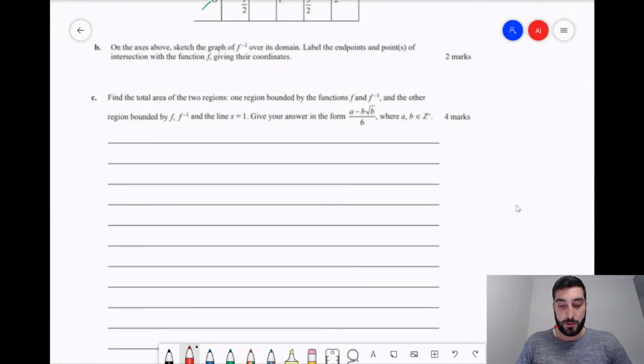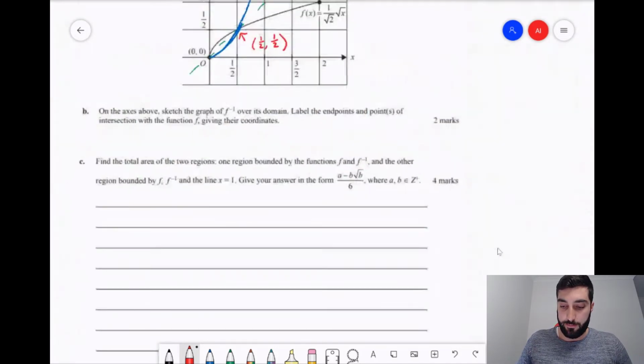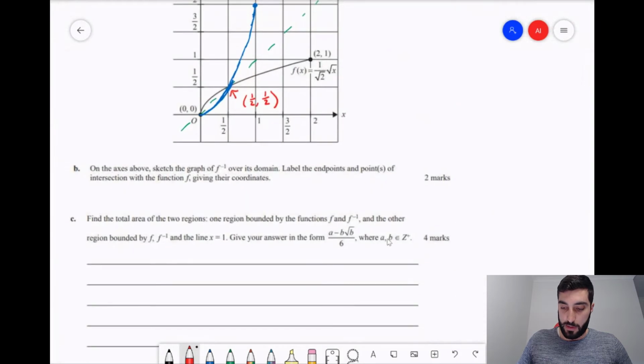C, find the total area of the two regions, one region bounded by the function f and the inverse function, and the other region bounded by f, the inverse, and the line x equals 1, and give the answer in the particular form that's expressed there, where a and b are elements of Z plus, so they're positive integers.